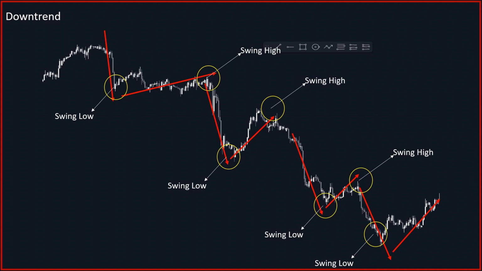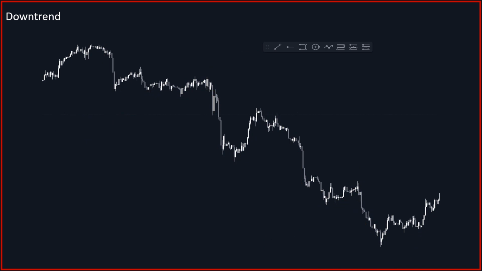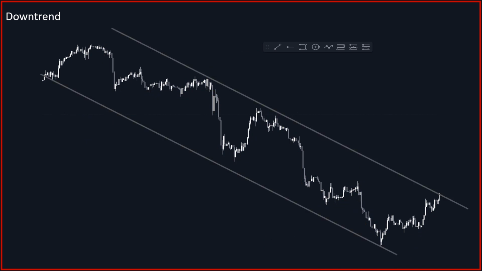This pattern of lower highs and lower lows is a hallmark of a strong downtrend and makes it ideal for applying trend lines to guide your trades. By connecting the swing highs, we can draw a trend line that acts as resistance, helping us spot potential areas where the price might reverse or continue its downward momentum.